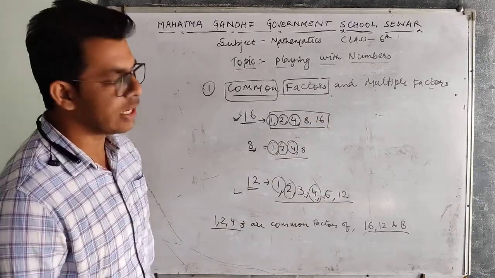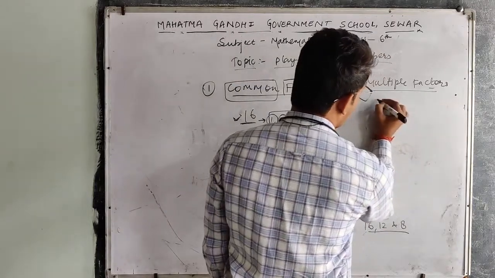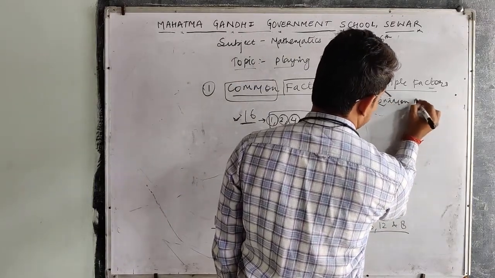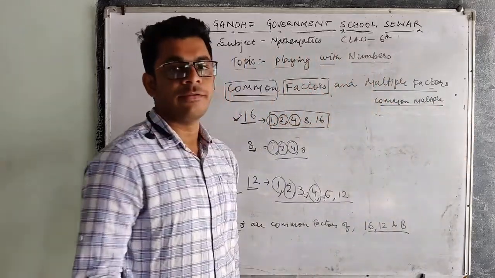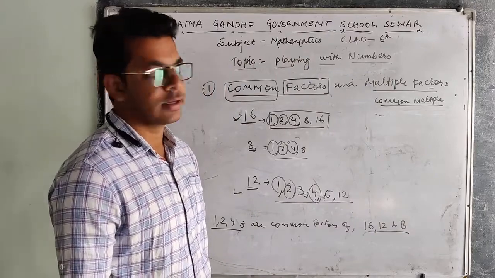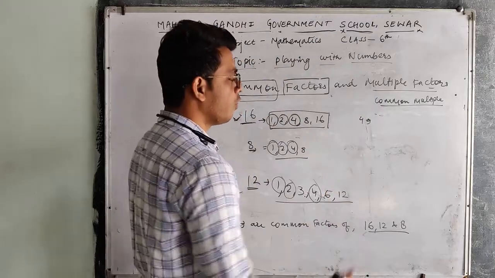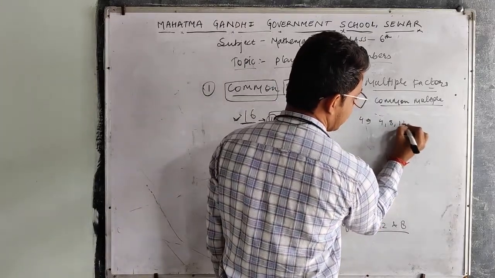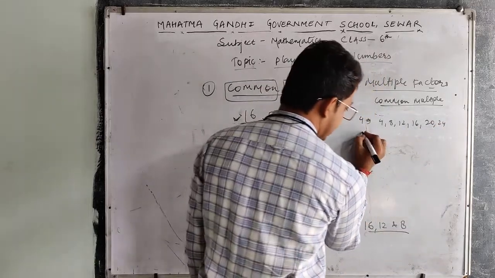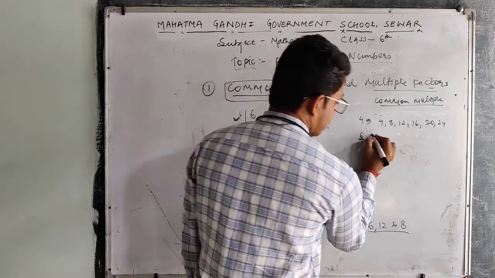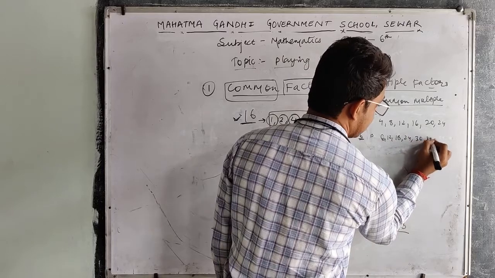Now we will talk about common multiples. Common multiple means we are taking the table of a number. If I write 4 and write down the table of 4, what will it be? 4, 8, 12, 16, 20, 24. Now I will write the table of 6. 6, 12, 18, 24, 30, 36.